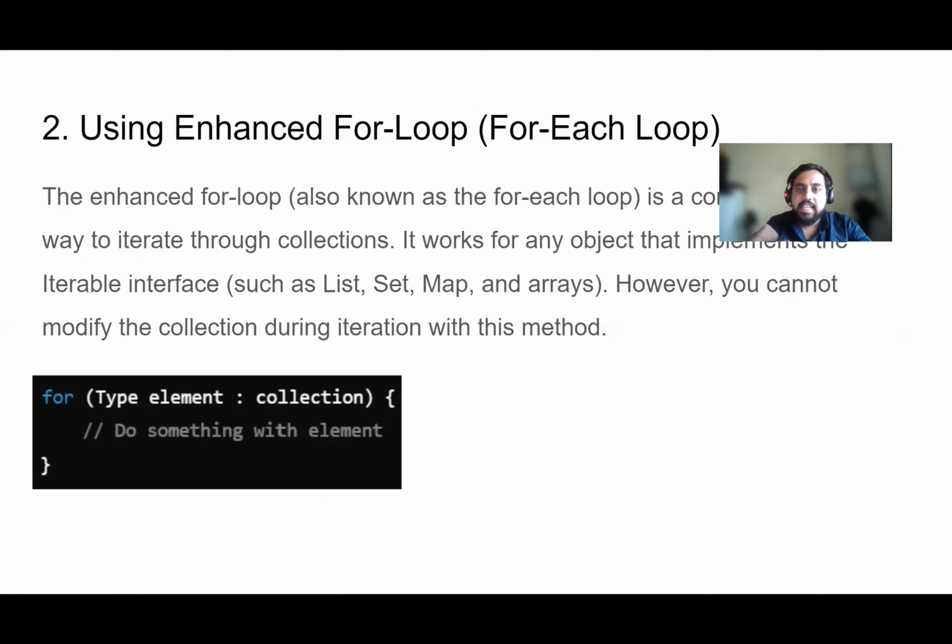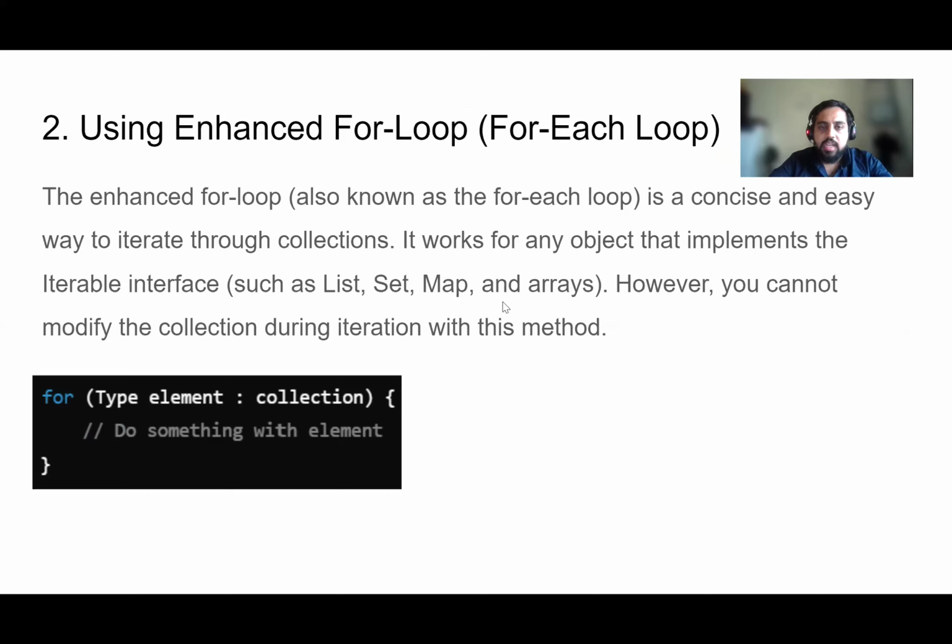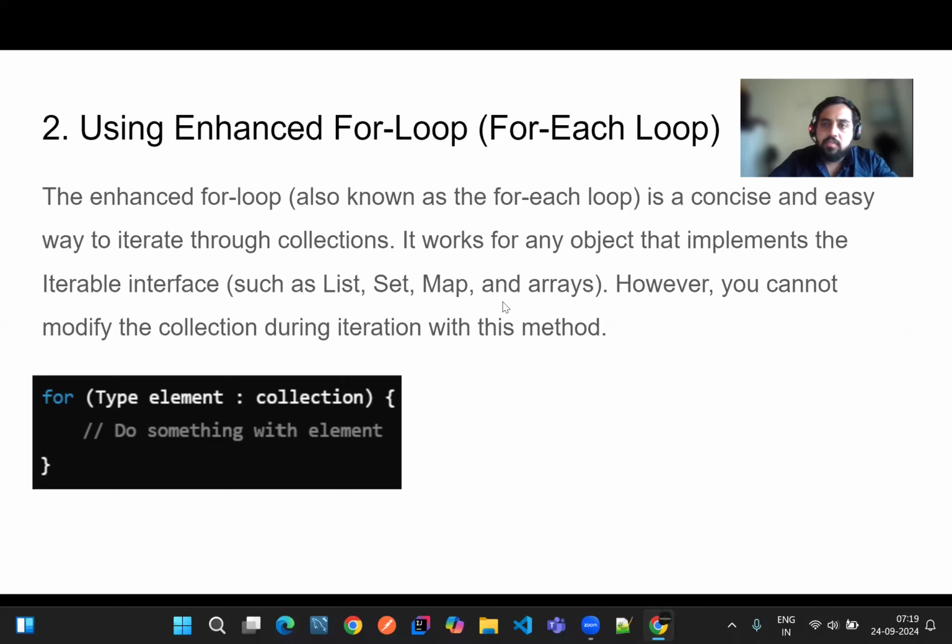Okay. Let's see the next type of iteration, how we are able to iterate using an enhanced for loop or for each loop. So this enhanced for loop, also called a for each loop, is a concise and easy way to iterate through a collection. It works with any object that implements the Iterable interface, such as list, set, and so on. However, we can't modify the collection during the iteration with this method. For example, if you want to remove an element, that's not possible using a for each loop.